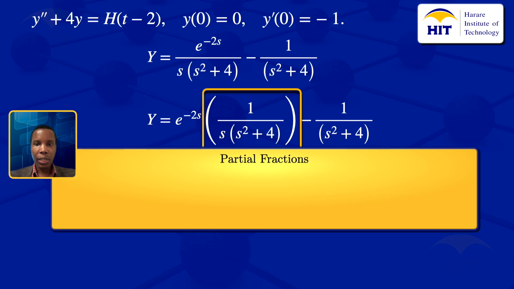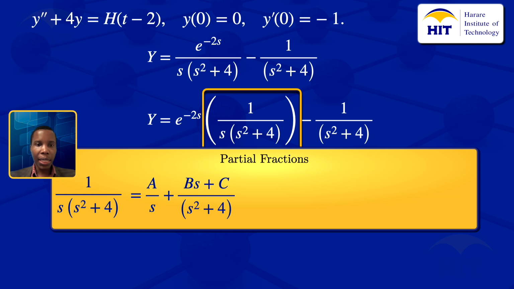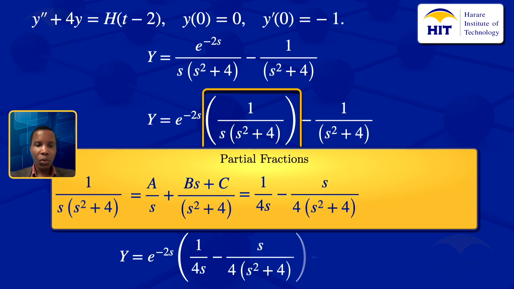We get 1 divided by s(s squared plus 4) equal to A divided by s plus (Bs plus C) divided by s squared plus 4. When we solve for A, B, and C, what we get is 1 divided by 4s minus s divided by 4(s squared plus 4). So what you have there is Y equals e to the power of minus 2s multiplied by (1 over 4s minus s divided by 4(s squared plus 4)), then minus 1 over s squared plus 4.